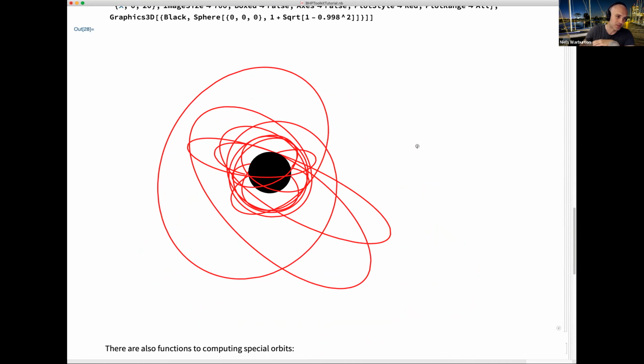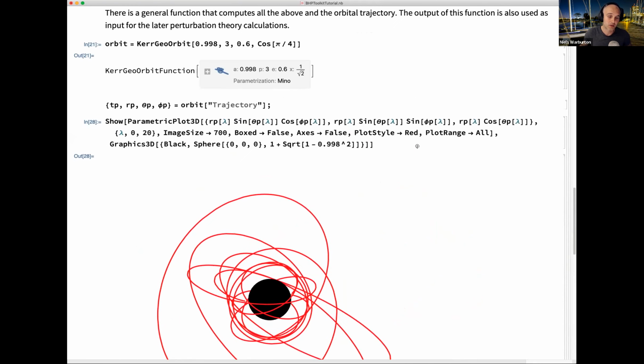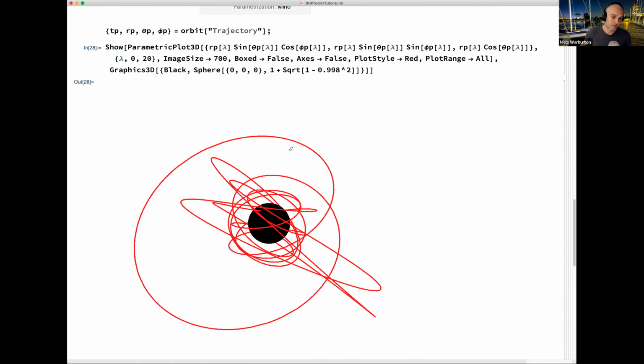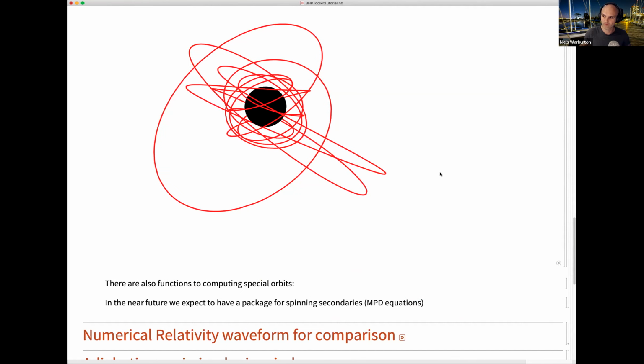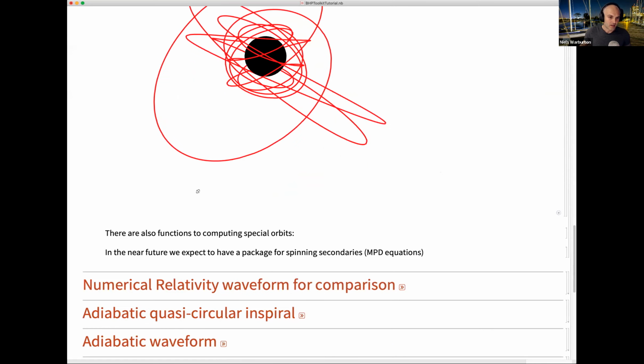Now, what I will show you for perturbation theory, we can actually only do circular orbits in the toolkit at the moment, but that will be changing in the coming, I would say, 6 months. We'll probably expect our fully generic codes for computing perturbations sourced by orbital motion like this. Okay, so that's computing the trajectory.